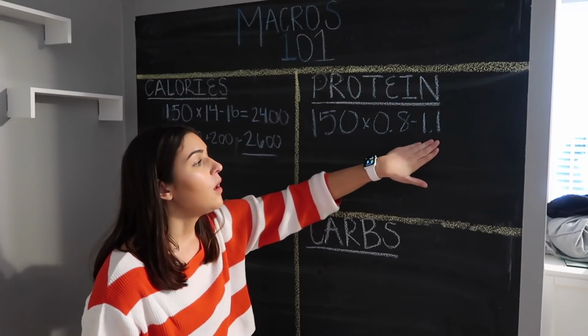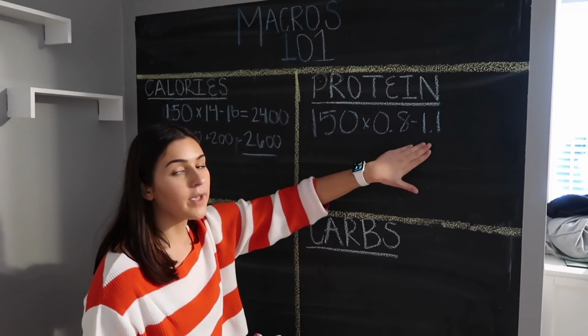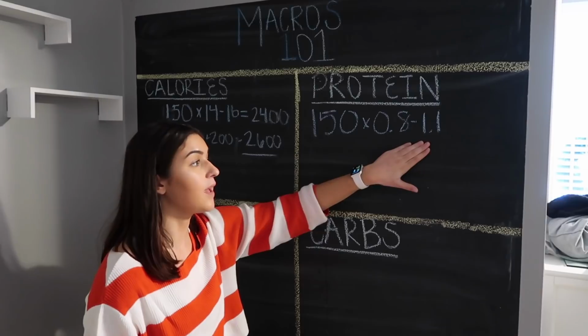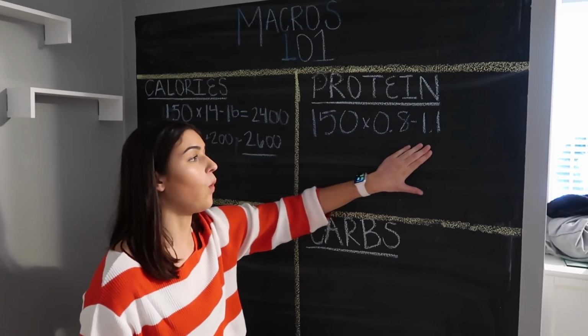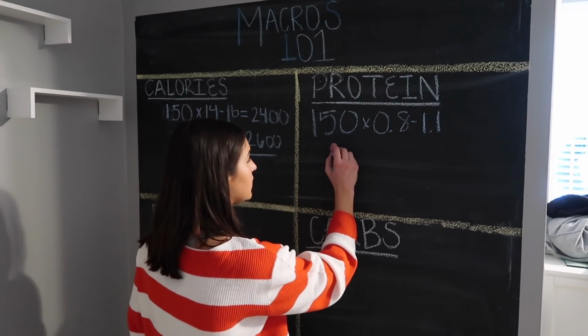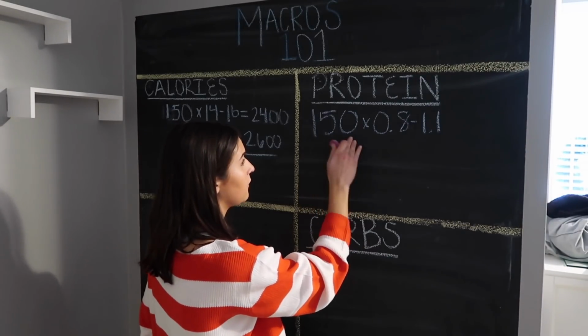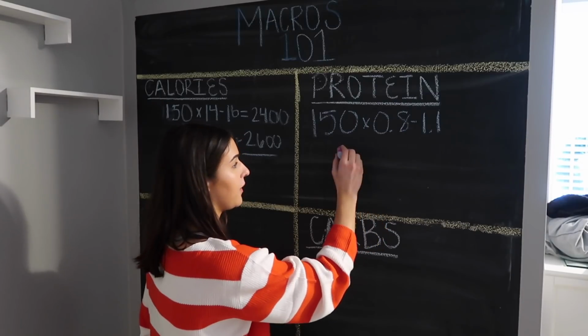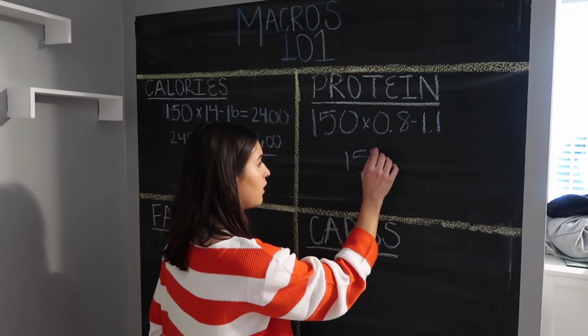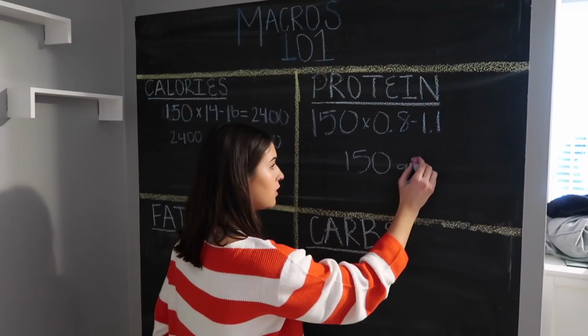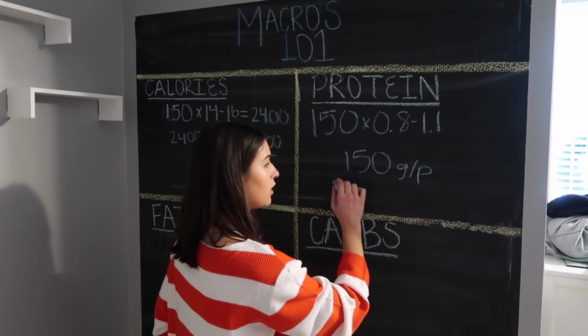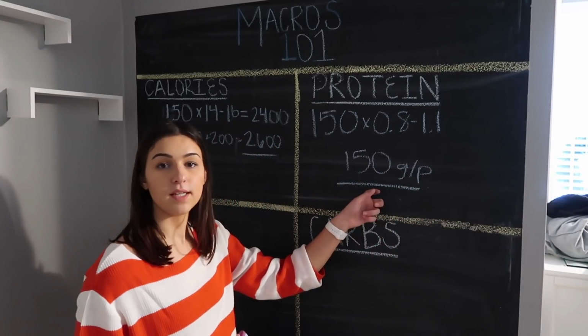If you have a lot of muscle mass, you're pretty lean, you're going to want to choose a number higher in this range. I personally stick to about 1 gram per body weight, or 1 gram of protein per pound of body weight. So I'm going to do 150 times 1 gram, and that will give me 150 grams of protein. So that is going to be my protein intake for the day.